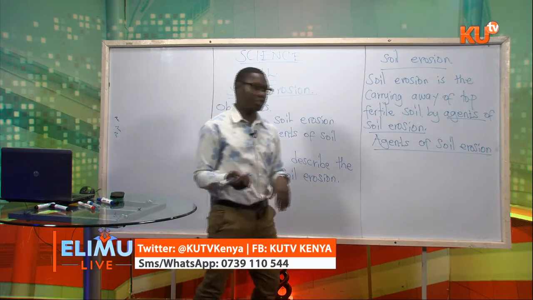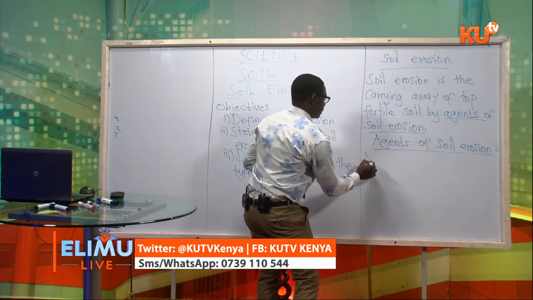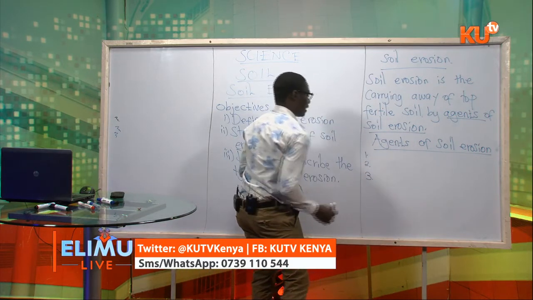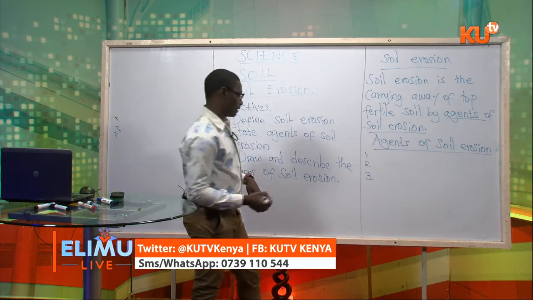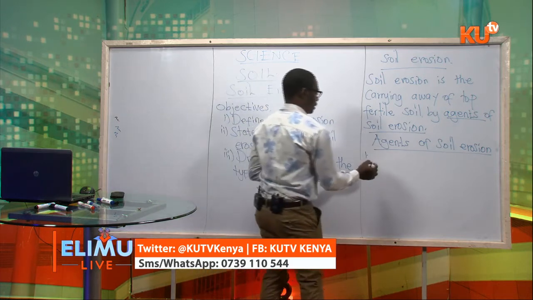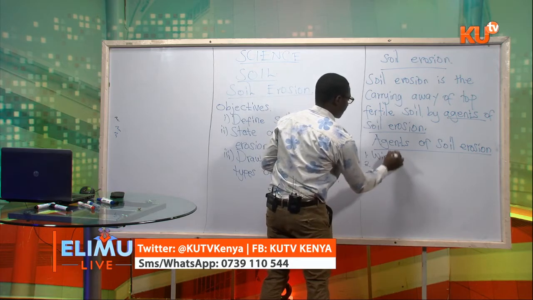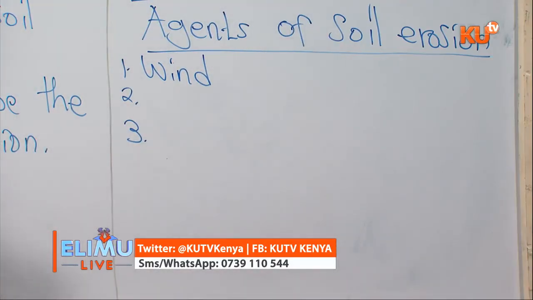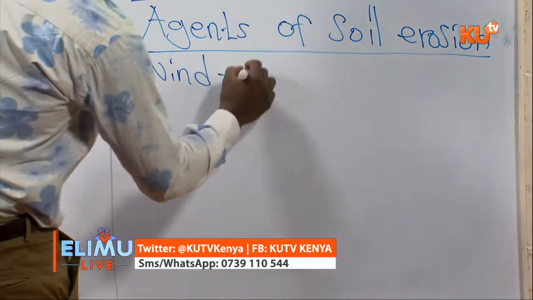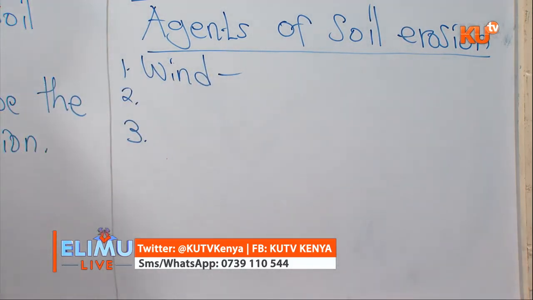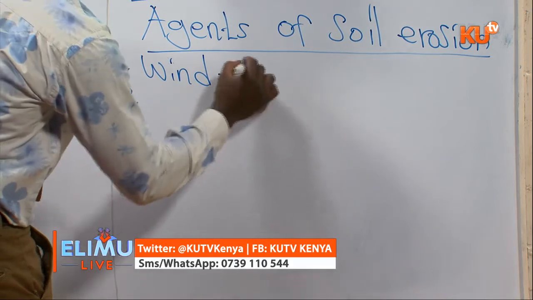So we have three agents of soil erosion. The main ones are two, but we also have a third one. So the first agent of soil erosion is called wind. Wind is the first agent of soil erosion. Wind, in your lower primary, you defined wind as moving air.